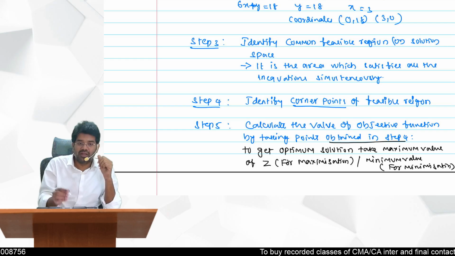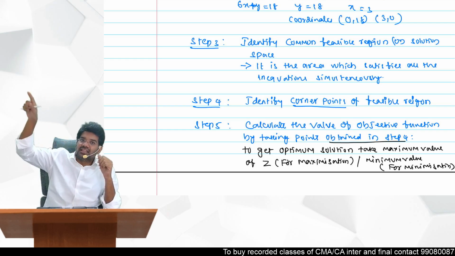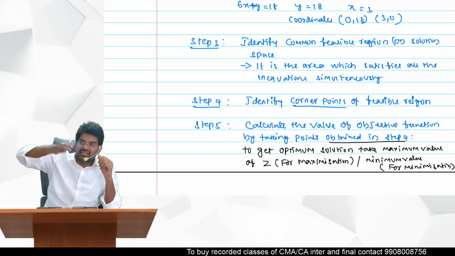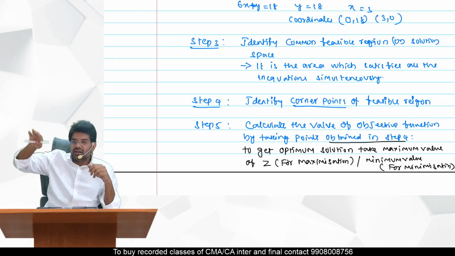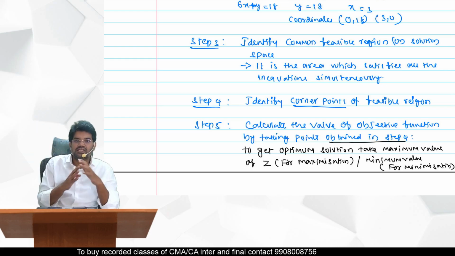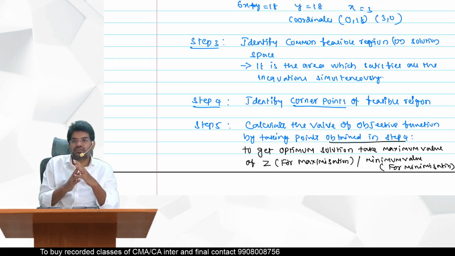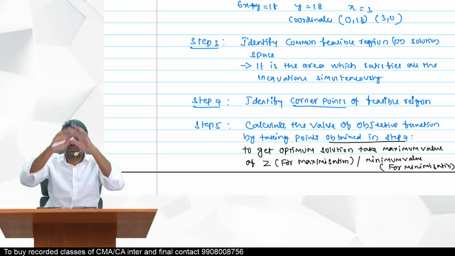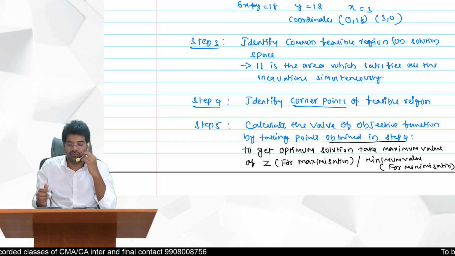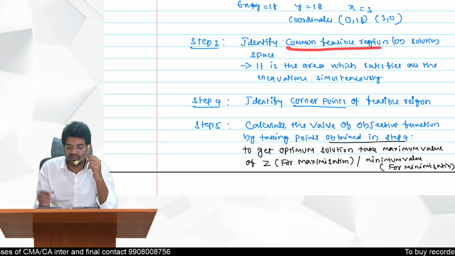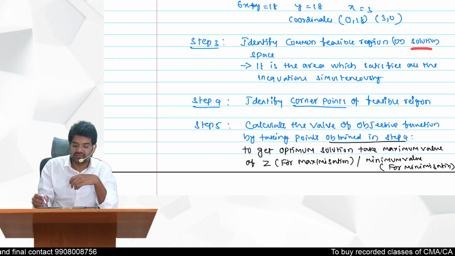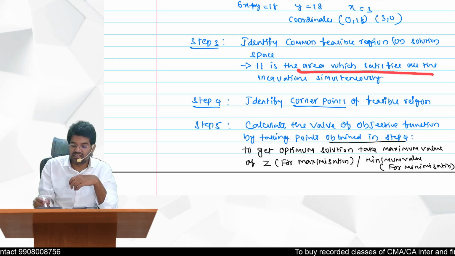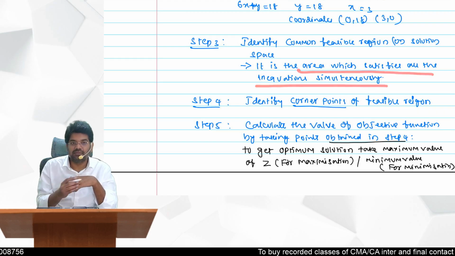If you have one equation greater than, then shade away from the origin. If you have one equation less than, then draw shades towards the origin. Like this, we should satisfy all the equation conditions. What is that area which satisfies all the equations? That is what we have to find out, which we call the common feasible region or solution space. It is the area which satisfies all the inequations simultaneously.